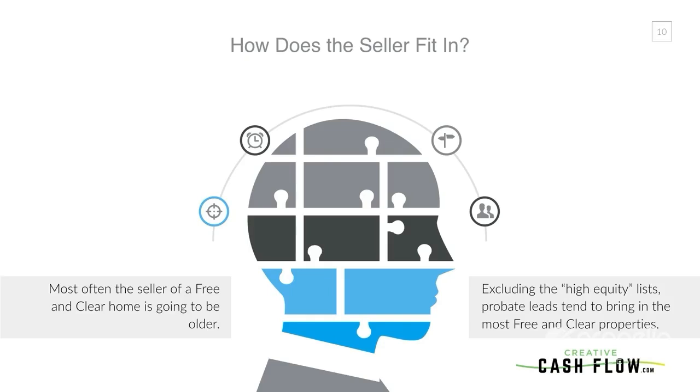Well, free and clear sellers most often are going to be older sellers. Most often, somebody that owns their house free and clear is going to be above the age of 60. That's what I've run into, at least anecdotally. That's what I see. Excluding the high equity list, where you're obviously looking for people that have that equity in there, probate leads tend to be where I see the most free and clear properties. Okay, so that's your seller profile. That's what you're looking for if you're wanting these free and clear deals.